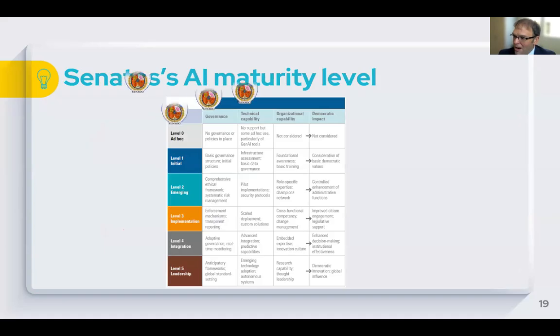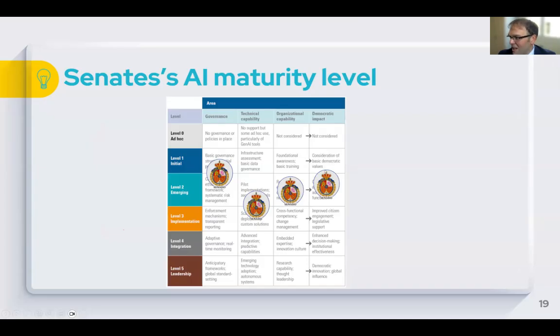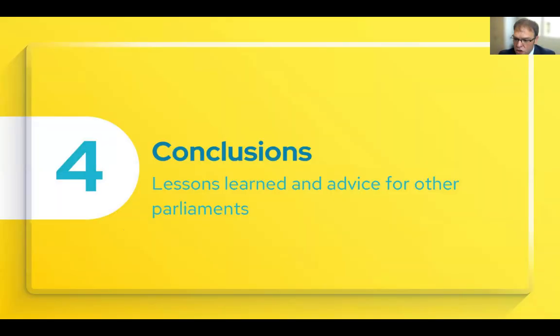So where we are: here in governance, here in technical capability, organizational capability, and democratic impact. This, as I said, is very, very useful for us to know, and we have defined where the next things we are going to do will be. In the beginning, we are going to push this down, because we are not as mature as we would like. So some conclusions, and I finish.